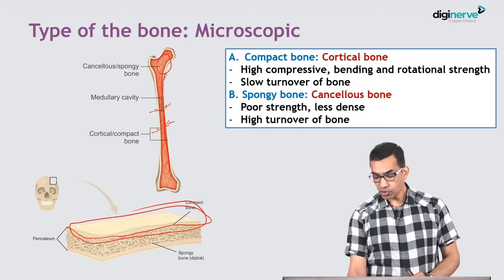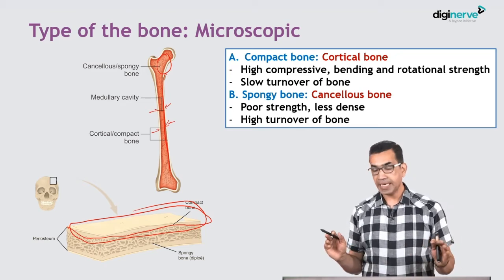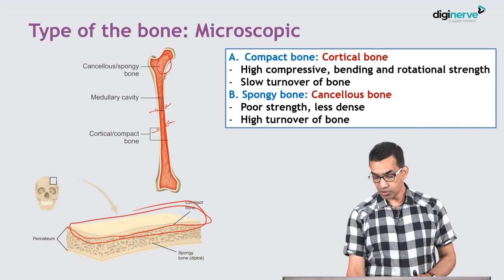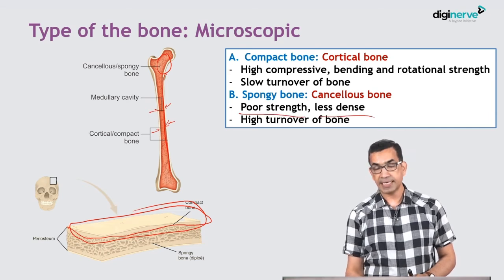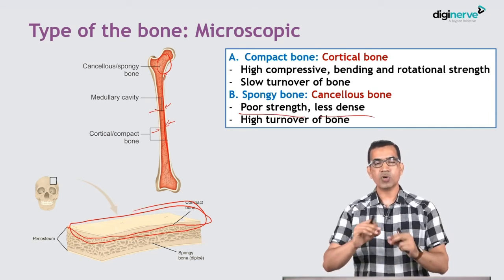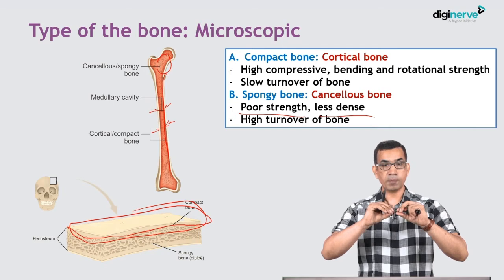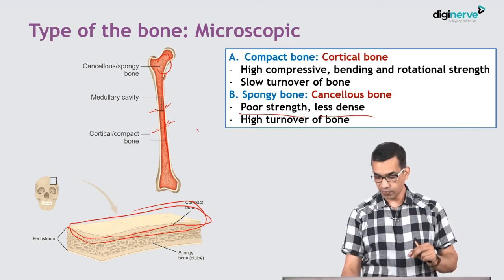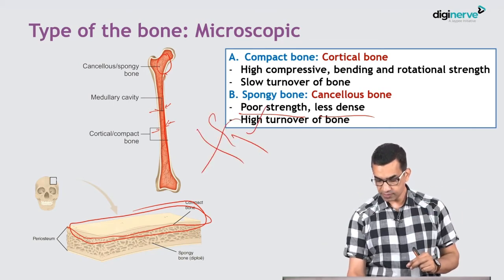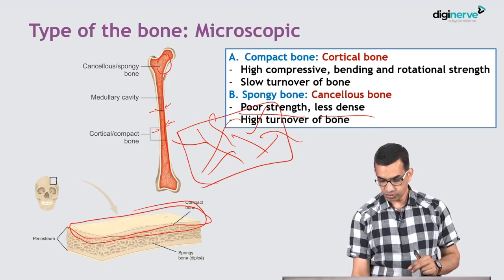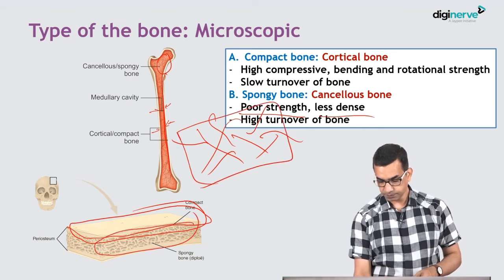Compact bone usually has very high compressive, bending and rotational strength, whereas spongy bone usually has poor strength, hence it is less dense. It has a spongy network where the trabeculae fuse. So trabeculae will fuse like this during the development process, and they form a very spongy structure, somewhere like what you see here.